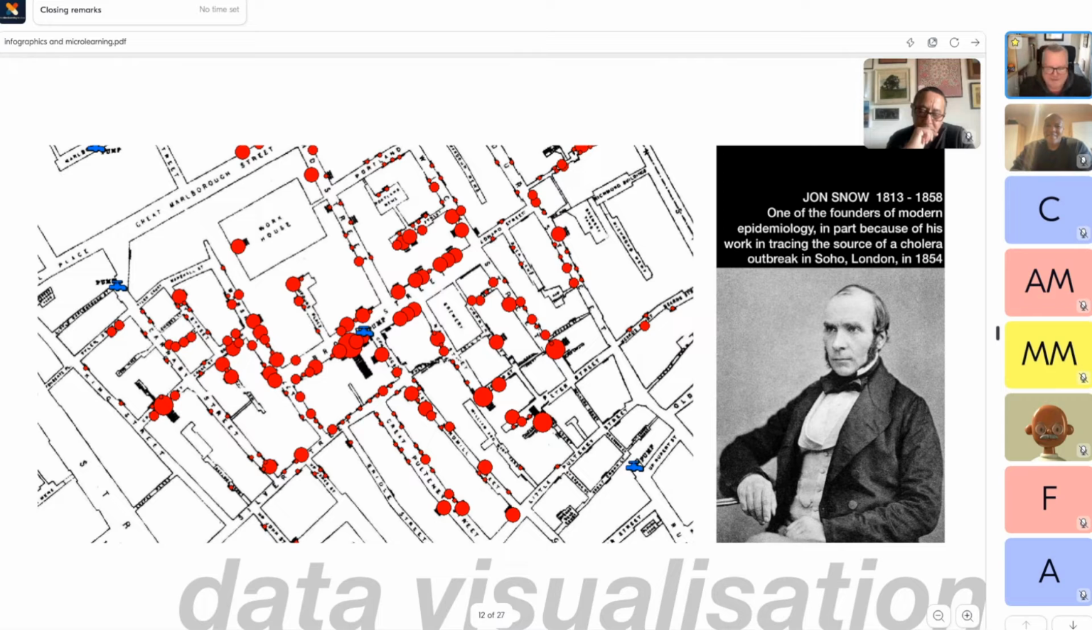So let me explain what I've put in front of you. This is a data visualization that took place, I think it was after a cholera outbreak in London in 1854.